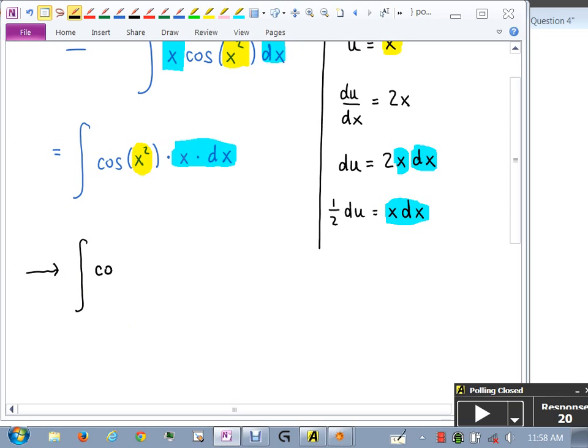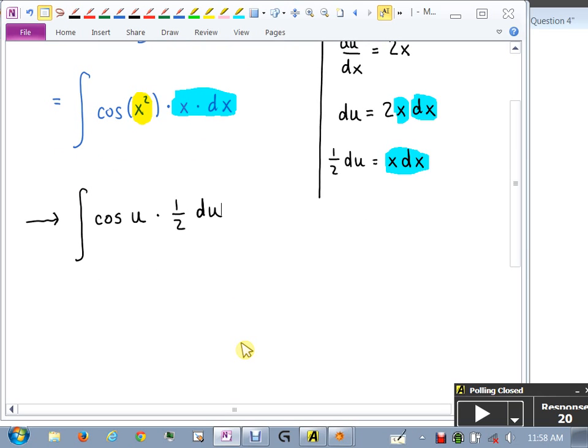Cosine, what is this going to be? Cosine u. I don't need the parentheses anymore because it's not squared. And then what is this whole thing? Times 1/2 du. And this is great because this looks more manageable to me. If I take the 1/2 there, can I just pull it out and not even worry about it? Yes, because with antiderivatives, constants just follow us the whole time. So what we like to do is pull the 1/2 out of the integral completely and say it's 1/2 times whatever this integral is in here.